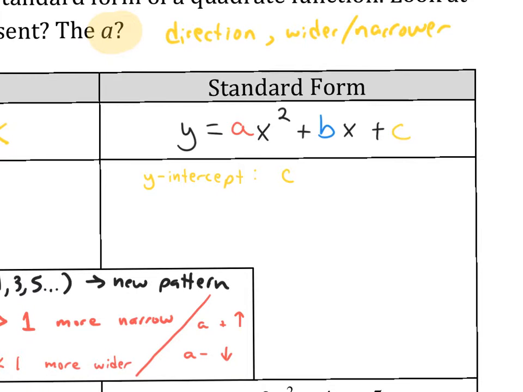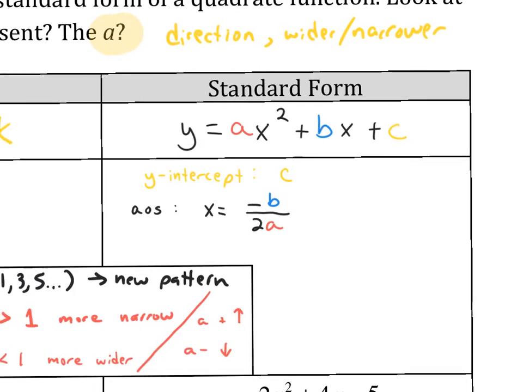The next part is, if I want to find the axis of symmetry, that uses a super secret formula, and it looks like this. x is negative b over 2a.